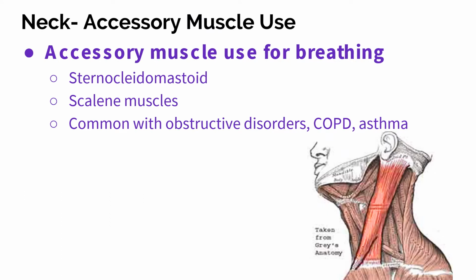All right, accessory muscle use. That's the other part that we can do with inspection. We're seeing whether or not they're using these accessory muscles, the ones in their neck, the sternocleidomastoid or their scalene muscles. Again, these are common with obstructive disorders such as COPD and asthma. They may be more pronounced from overuse.